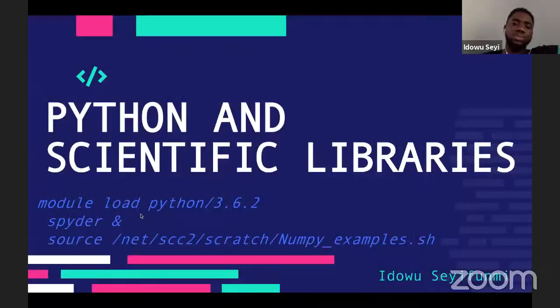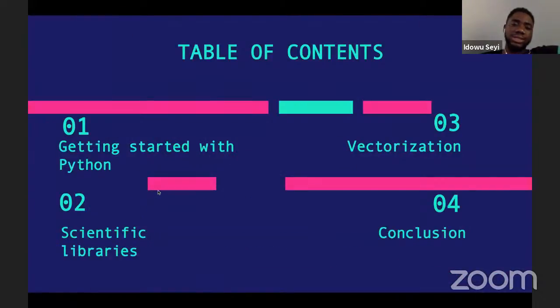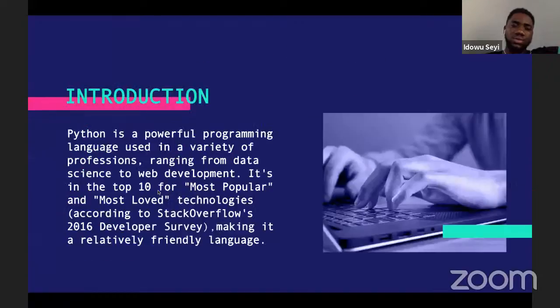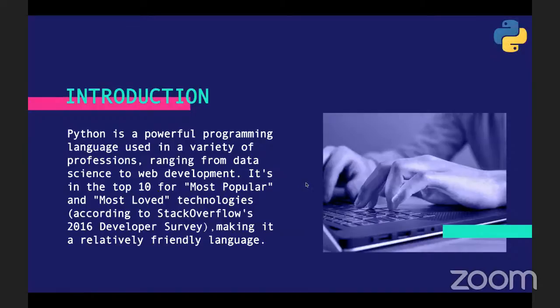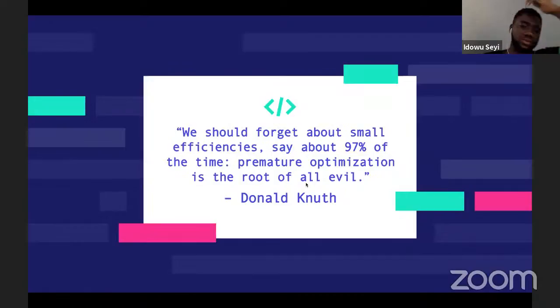This morning I'll be talking on Python and scientific libraries. The table of contents: getting started with Python, scientific libraries, vectorization, and the conclusion. Python is a powerful programming language used in a variety of professions, ranging from data science to web development. It's in the top 10 for most popular and most loved technologies, according to Stack Overflow's 2016 developer survey, making it a relatively friendly language.